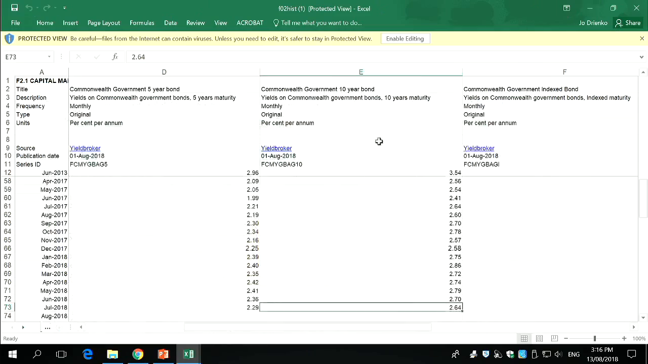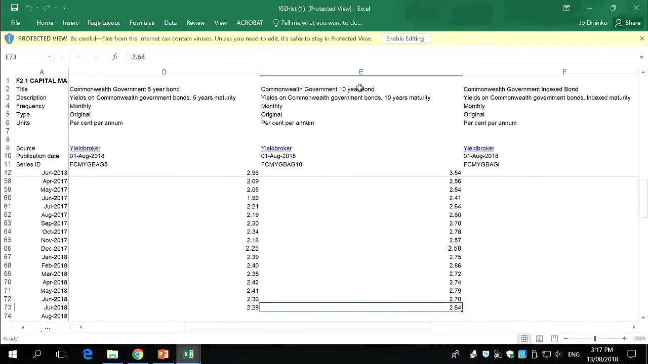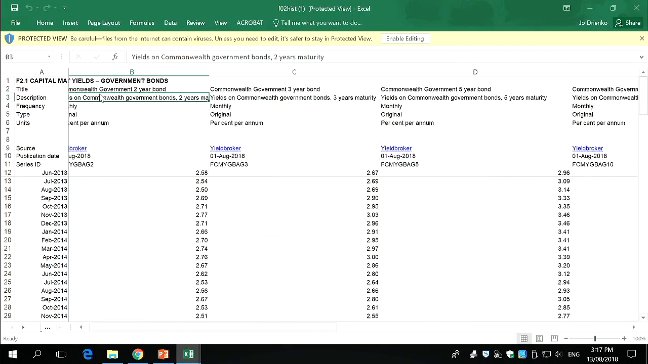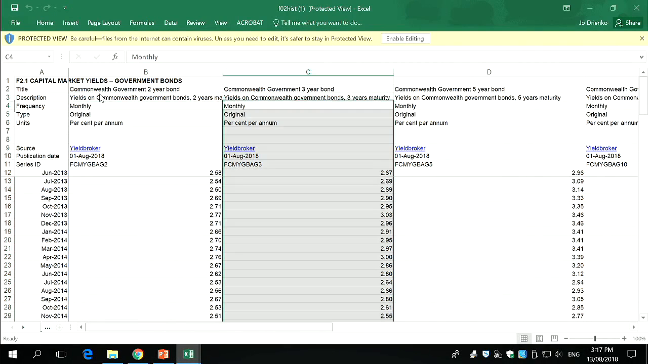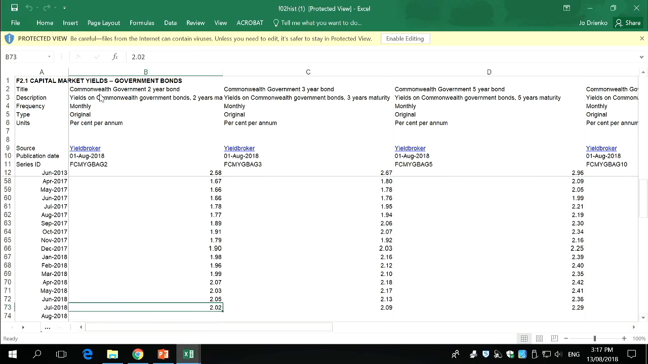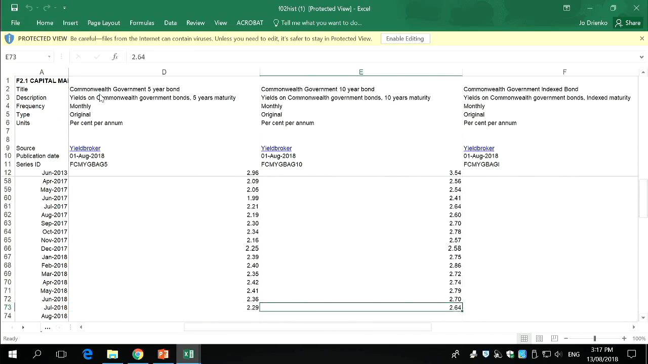Now, why the 10-year? That's a very good question. It's actually subjective. What duration of the bonds do I use as an analyst? Because you have a choice. There's no rule that says you have to use the 10 or the 5. You can use even the 1. You shouldn't, by the way. Or the 3. You get data on the 2-year. And as you can see, the risk-free rate is not the same. So which one should you use?